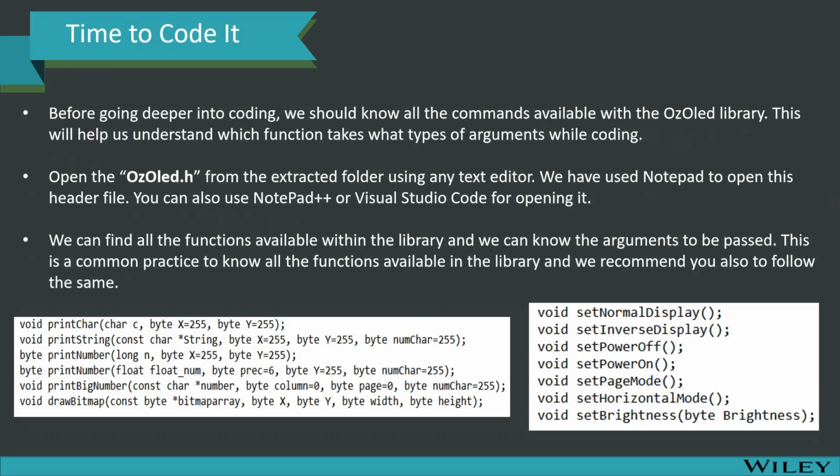Before going deeper into the coding, we should know all the commands available with the OZ-OLED library. This will help us understand which function takes what type of arguments while coding. Open the OZ-OLED.h file from the extracted folder using any text editor. We have used Notepad to open this header file.